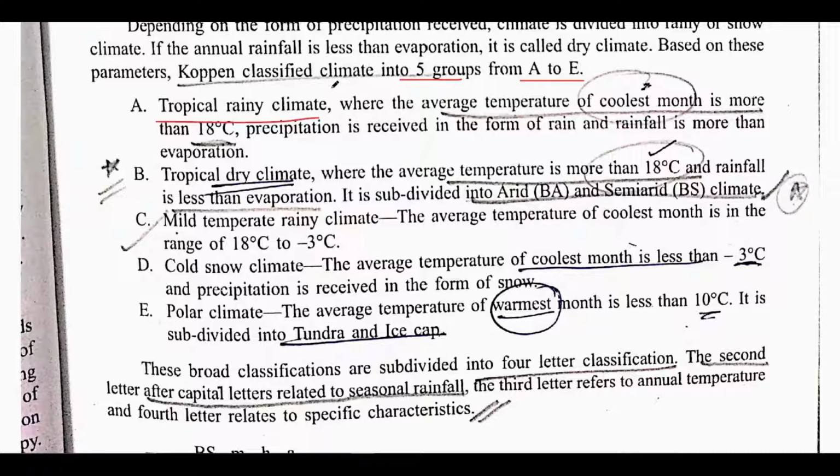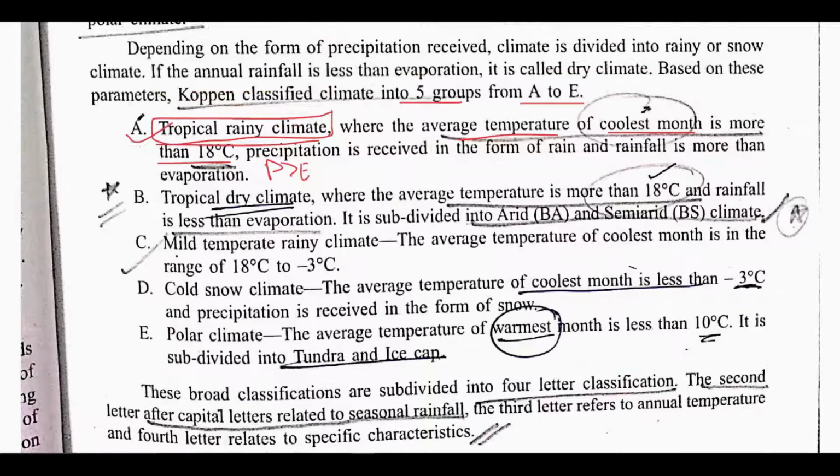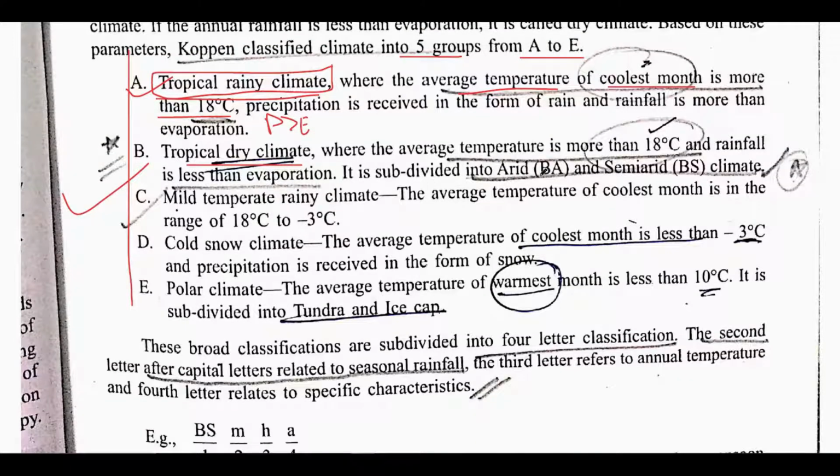A region is said to be a tropical rainy climate when the average temperature of the coolest month is more than 18 degrees Celsius and precipitation is greater than evaporation. This is a very important classification. Tropical dry climate is when the temperature is more than 18 degrees Celsius, but the twist is that the rainfall is less than evaporation, that is, evaporation would be greater than precipitation.